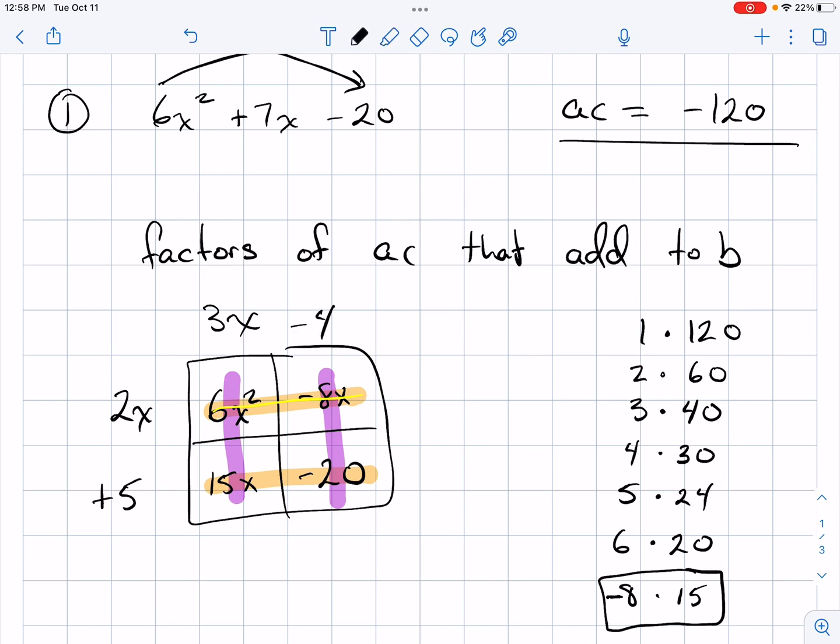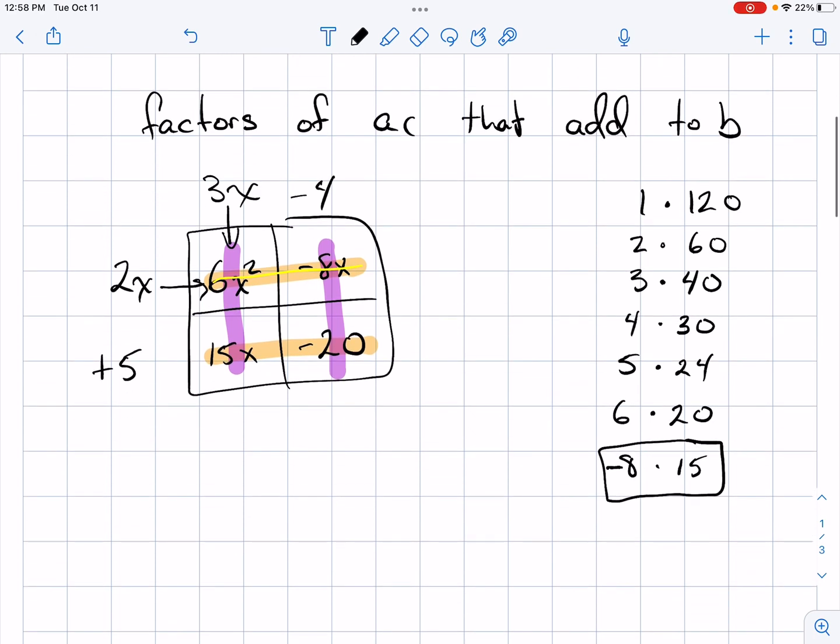When you get to this stage, always double check to make sure the things on the outside multiply to give you what's on the inside. For example, when I do 3x times 2x, do I get 6x squared? I do. When I do 2x times negative 4, I get negative 8x. And 3x times 5 is 15x, and negative 4 times 5 is negative 20. It works. So since the stuff outside multiplies to give me the stuff inside, my factors are the factors on the top and on left sides, which are 2x plus 5 times 3x minus 4.